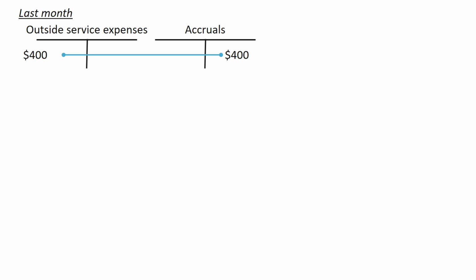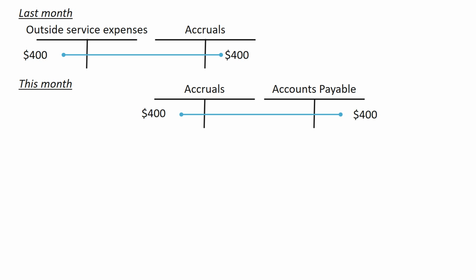Last month, $400 was recorded as a debit in outside service expenses in the income statement and as a credit in accrued expenses liability on the balance sheet. This month, when the invoices come in, the $400 is reclassed within the liability side of the balance sheet by debiting accrued expenses and crediting accounts payable. You could also reverse the original journal entry to release the accrual and then book expenses versus accounts payable, which has exactly the same effect on both journal entry line items.